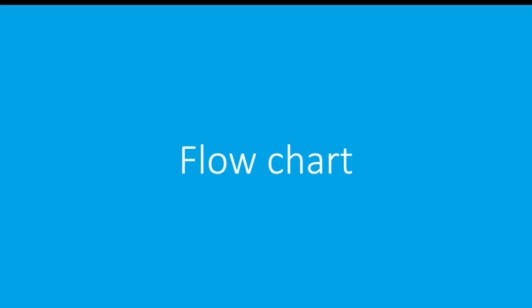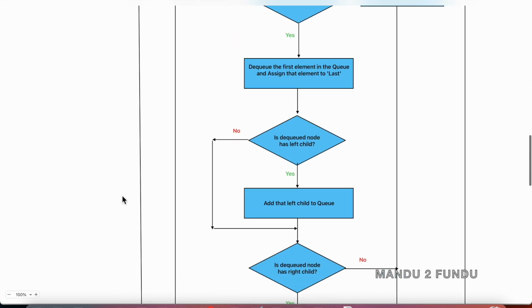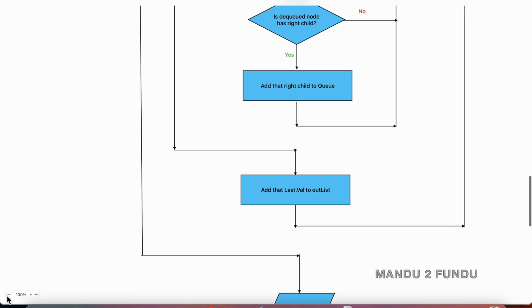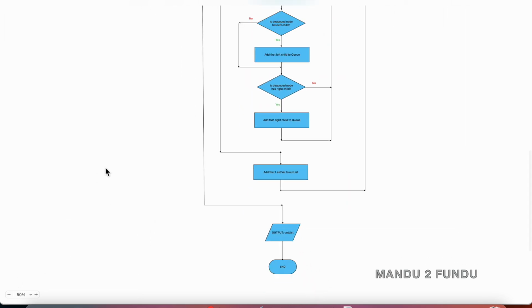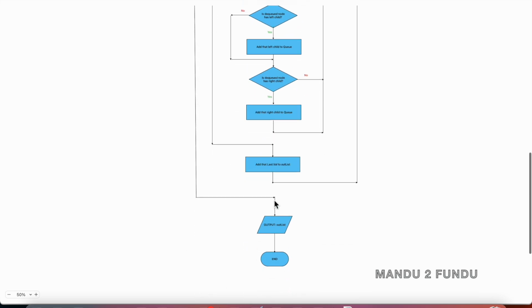Let's look at the flow chart. Input for this procedure is pointer to the root node. First we initialize the out list and the last variable. Then we check whether the root node is null. If so, we return the empty list.